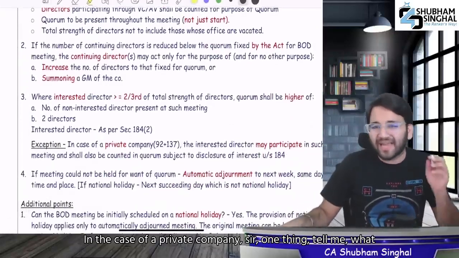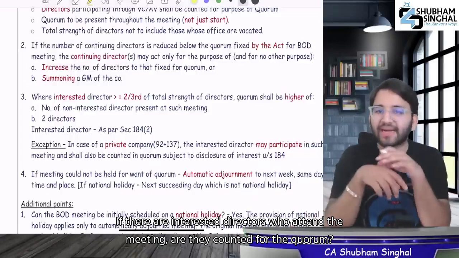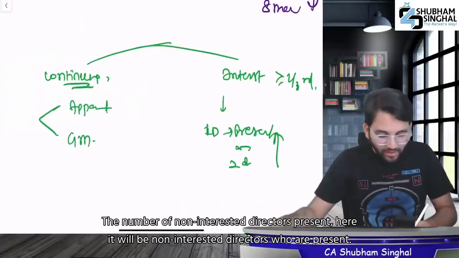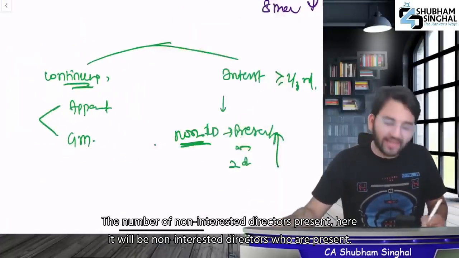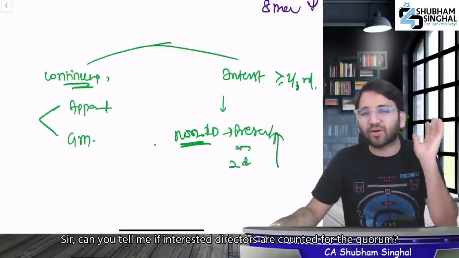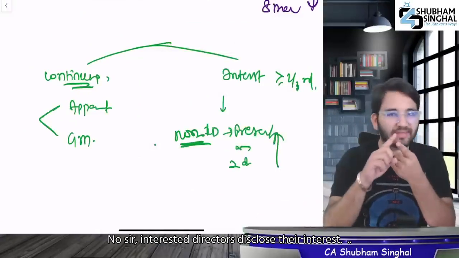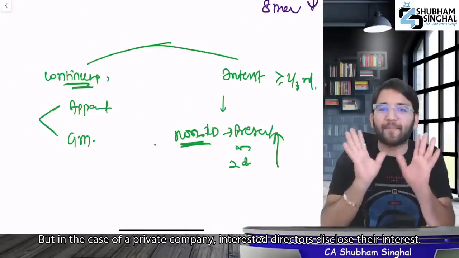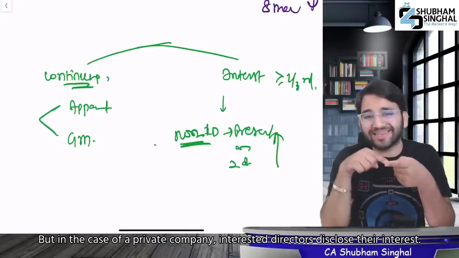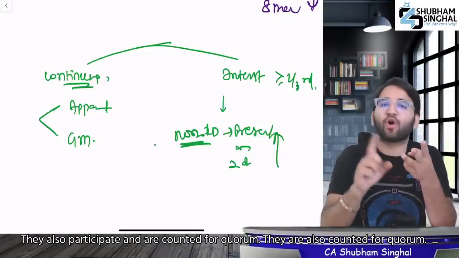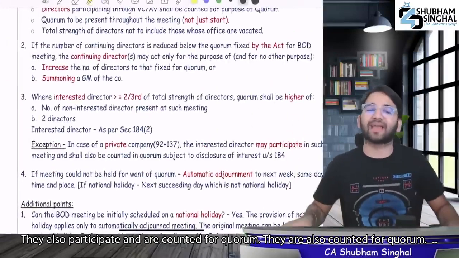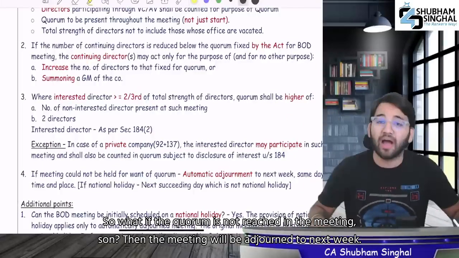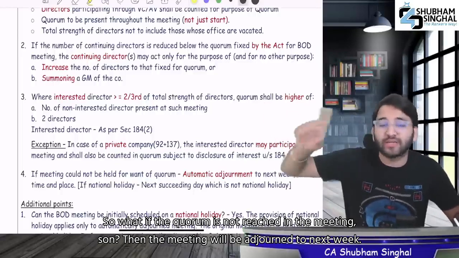In case of a private company, tell me one thing. If there are interested directors who attend the meeting, are they counted in quorum? Can you tell me if interested directors are counted for quorum? No, interested directors disclose their interest, they don't participate and they are not counted in quorum. But in the case of a private company, interested directors disclose their interest, they also participate and are counted for quorum. Private companies are an exception. What if quorum is not reached in the meeting? Then the meeting will be adjourned to next week.